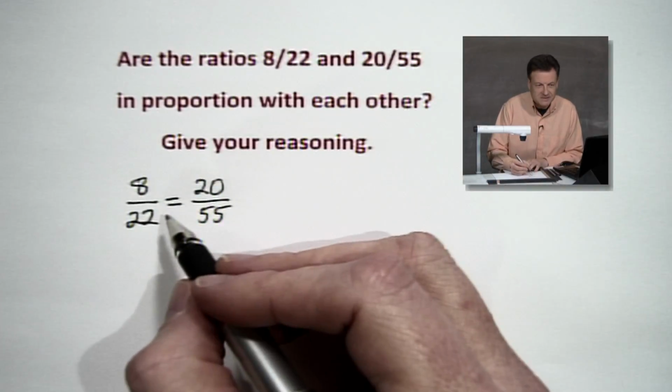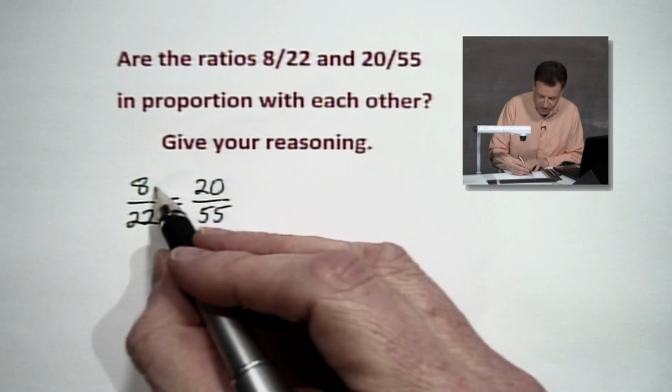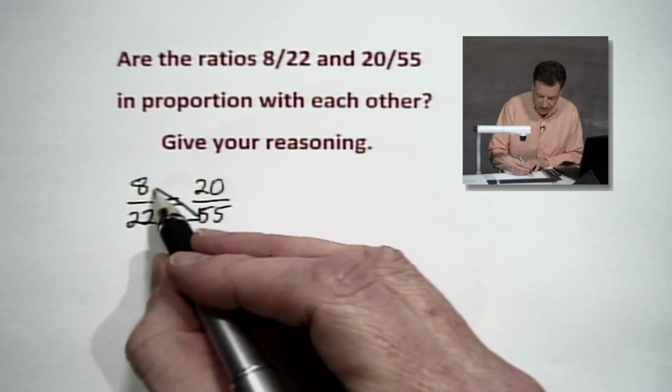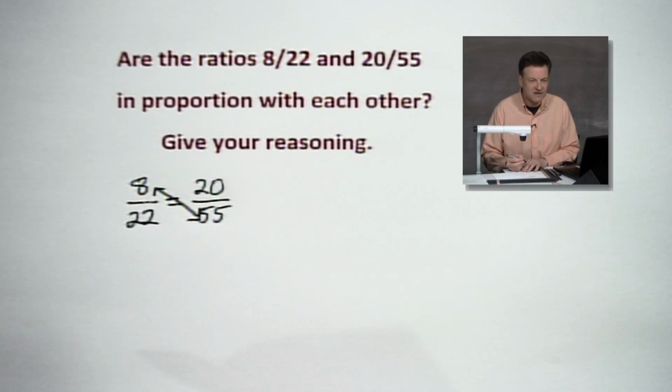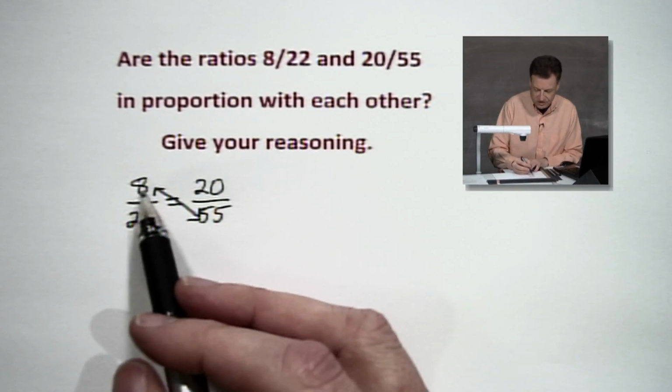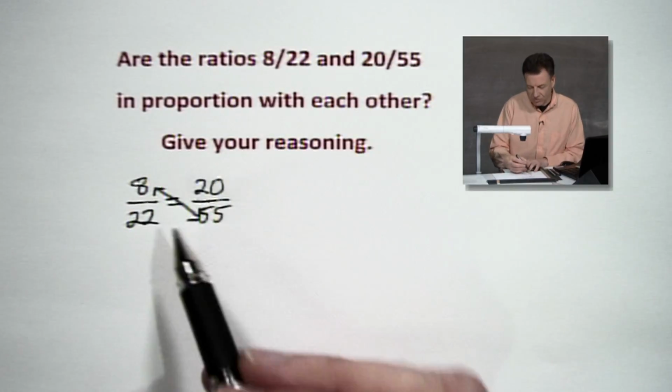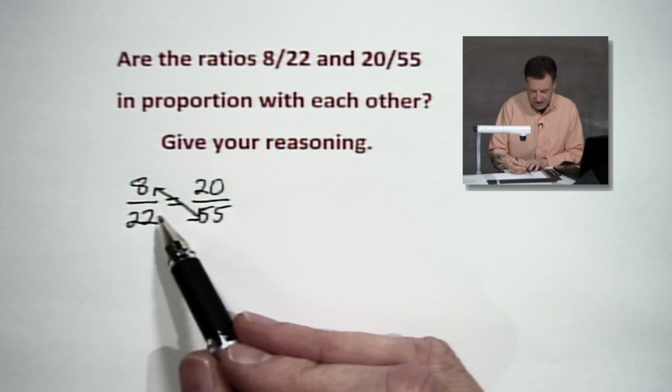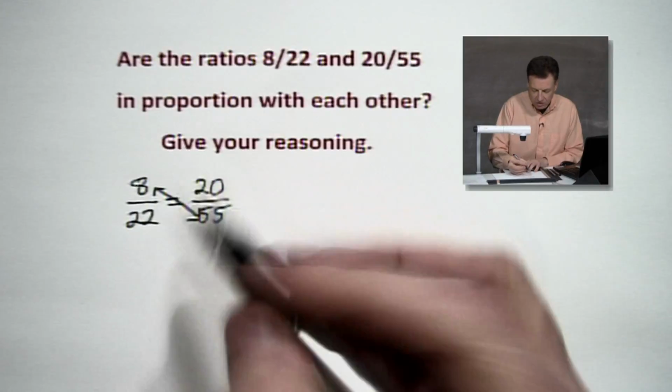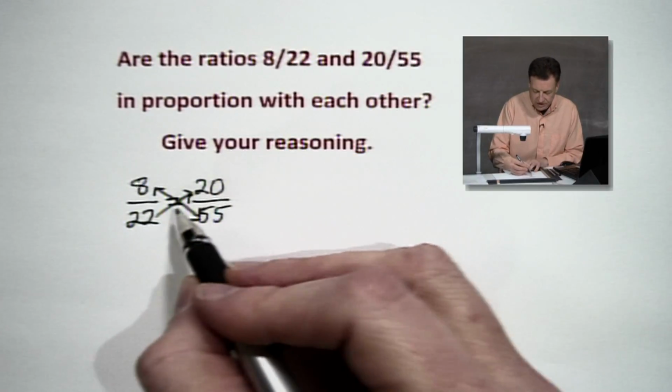Now, you've heard me call them sometimes in proportions. Folks, the 8 and the 55 are what we call the extremes. You say, whoa, that's a fancy name. It is. They're extremes. They're positions 1 and 4. And then we've got the means, which are down in the middle. They're 2 and 3. And we're going to multiply those together. Notice I'm putting those arrows in there.